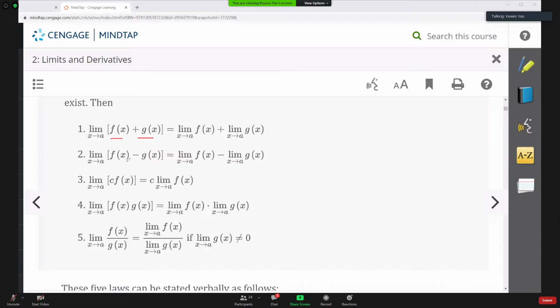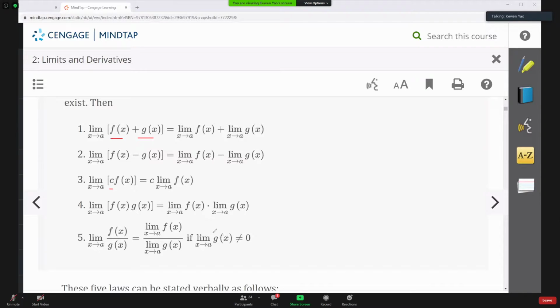Similarly, the limit of the difference equals the difference of limits. This is law number 2. Now the third law is that c is a constant. You can put the c outside: the limit of c times f(x) as x approaches a. Easy to remember, right? Now the fourth and fifth: the limit of a quotient equals the quotient of limits.